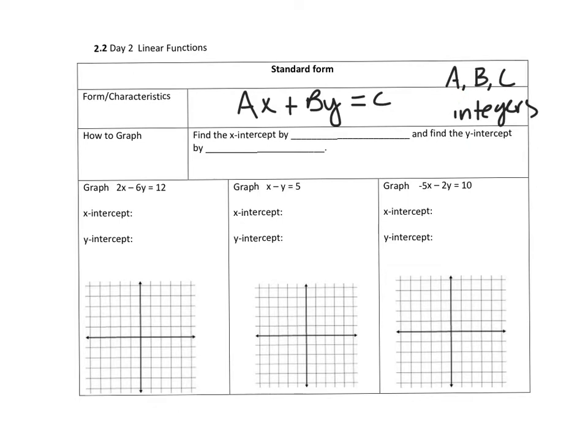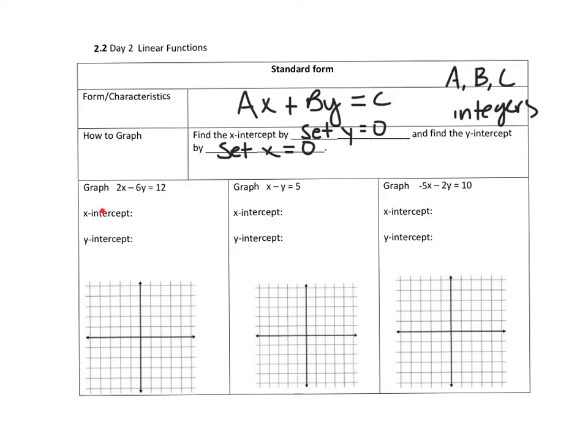Standard form is nice to graph by finding intercepts. That's what you use standard form for: finding the x and y intercepts. Otherwise, a, b, and c don't stand for anything special, like the slope or y-intercept in point-slope form and slope-intercept form. To find the x-intercept, you set y equal to 0, and to find the y-intercept, you set x equal to 0. We're going to practice it with these three down here.